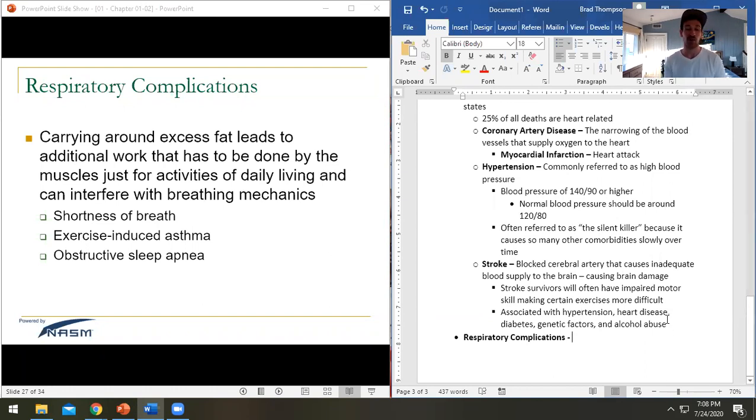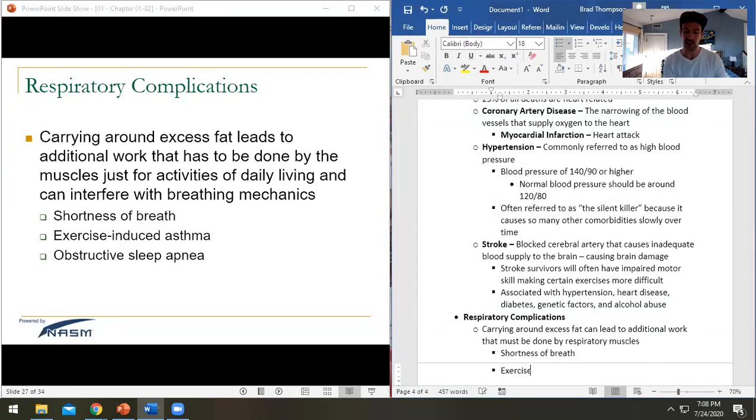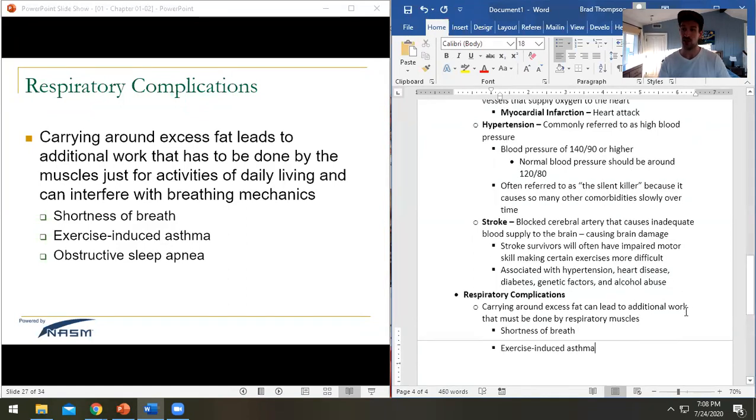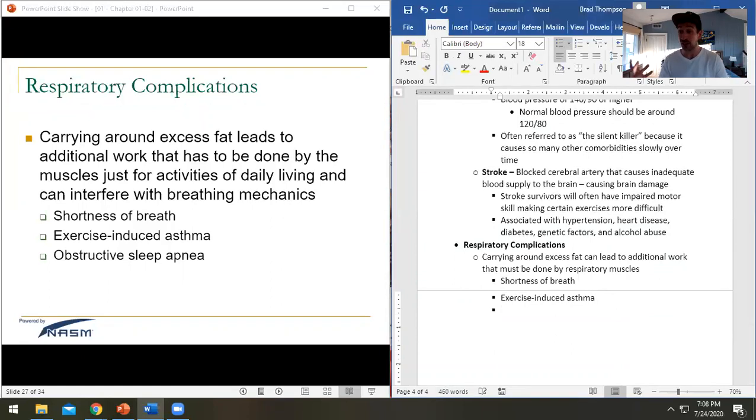All right. So respiratory complications. We do know that carrying around excess fat can lead to additional work that must be done by respiratory muscles. This can lead to a condition known as sleep apnea. We can experience shortness of breath and exercise-induced asthma. So it's not a hormonal problem or a structural problem. It is just because it's difficult to bring in oxygen. So it feels very much like asthma, even though it's not asthma.